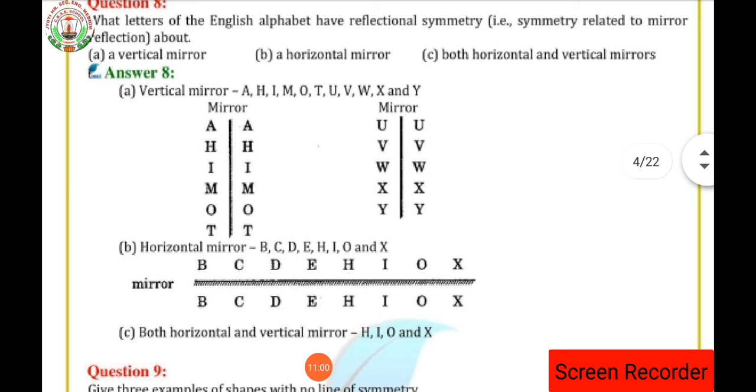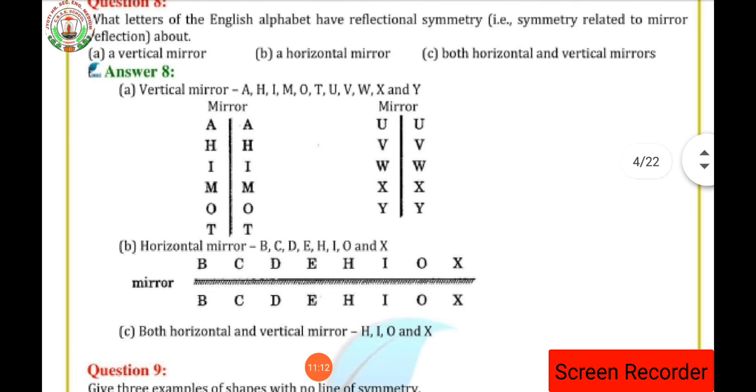Here in the C part, it is asking about both horizontal and vertical mirrors, isn't it? So which will have both horizontal and vertical mirror symmetry? That will be H, I, O, X. When you look at H, I, O and X, it will be the same horizontally as well as vertically. That's why the alphabets H, I, O, X come under both horizontal and vertical mirror.